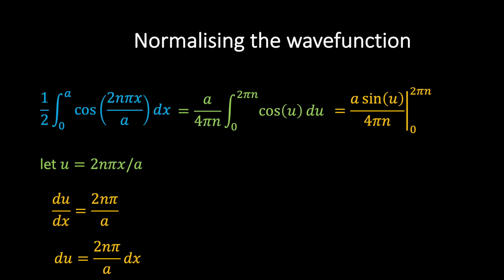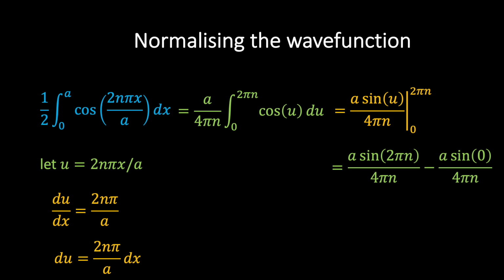When we insert the limits, we see that we get two terms, and the second term is 0 for all values of n, since sine of 0 equals 0. And so we are left with just the first term, which is also equal to 0 for all integer values of n.